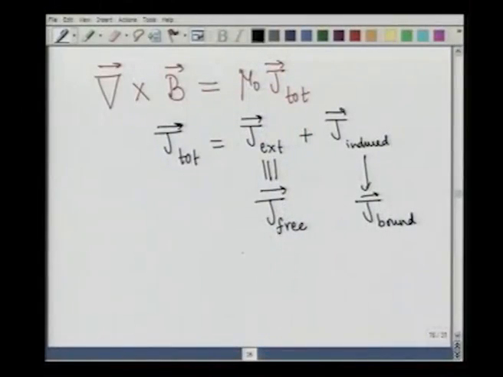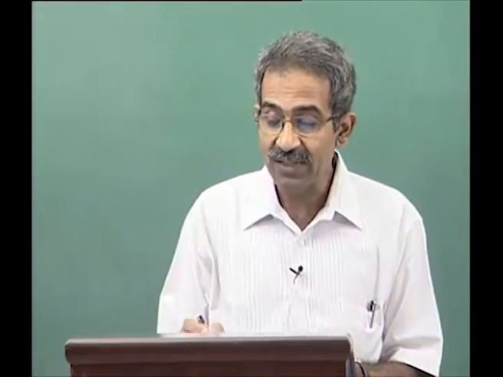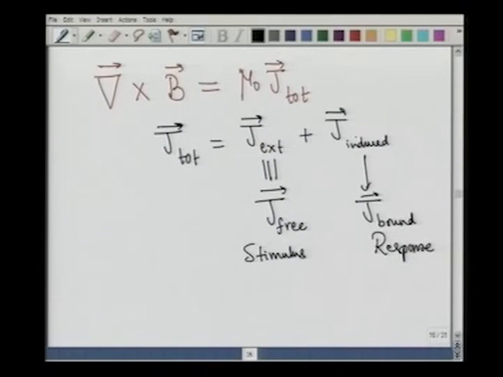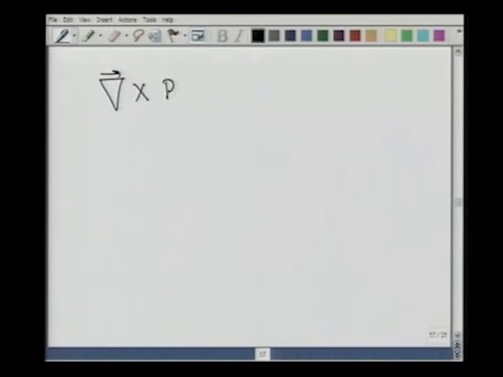So, you have the stimulus and you have the response. The stimulus is free, and the response cannot be made into your free current. It is bound. It has to go round and round in a circle within the medium itself. There are some loops. Therefore, instead of using words like J external and J induced, it is customary in electromagnetism books to use the words J free and J bound, and we will use them interchangeably. Very good. Now, let me rewrite that expression. I have curl of B is equal to mu naught J external plus mu naught J induced. That is what I have.